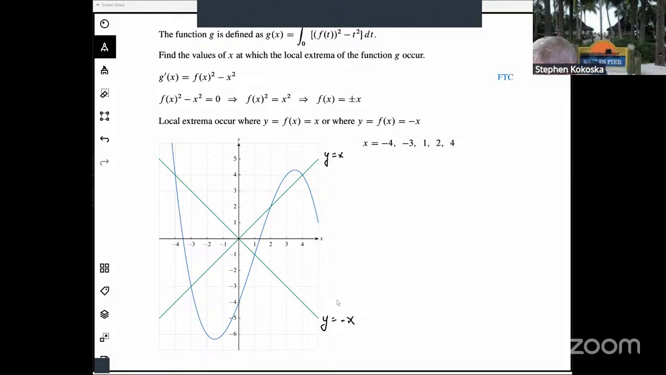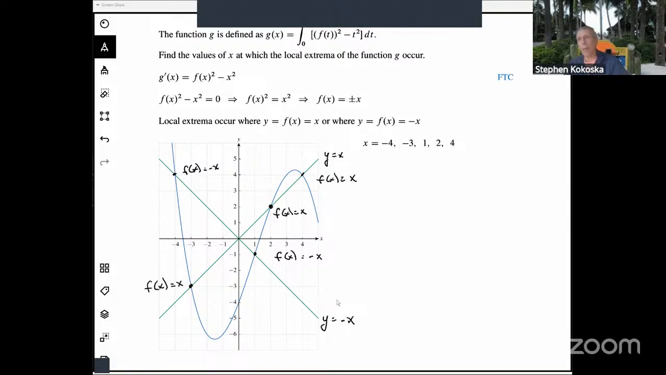So let's see what's going on here. At this point where x is equal to minus 4, I have f of x equal to minus x. At this point where x is equal to minus 3, I have f of x equal to x. At this point where x is equal to 1, I have f of x equal to minus x. At this point, I think I have f of x equal to x and f of x equal to x. And I believe at those 5 values, they're a local extrema of that function g. That's pretty cool.